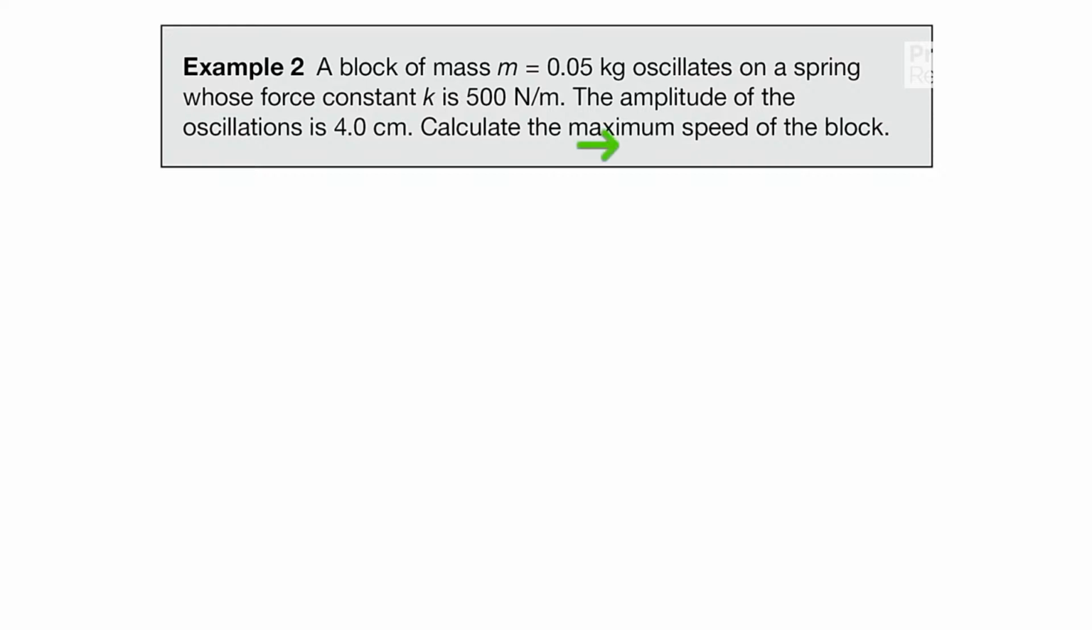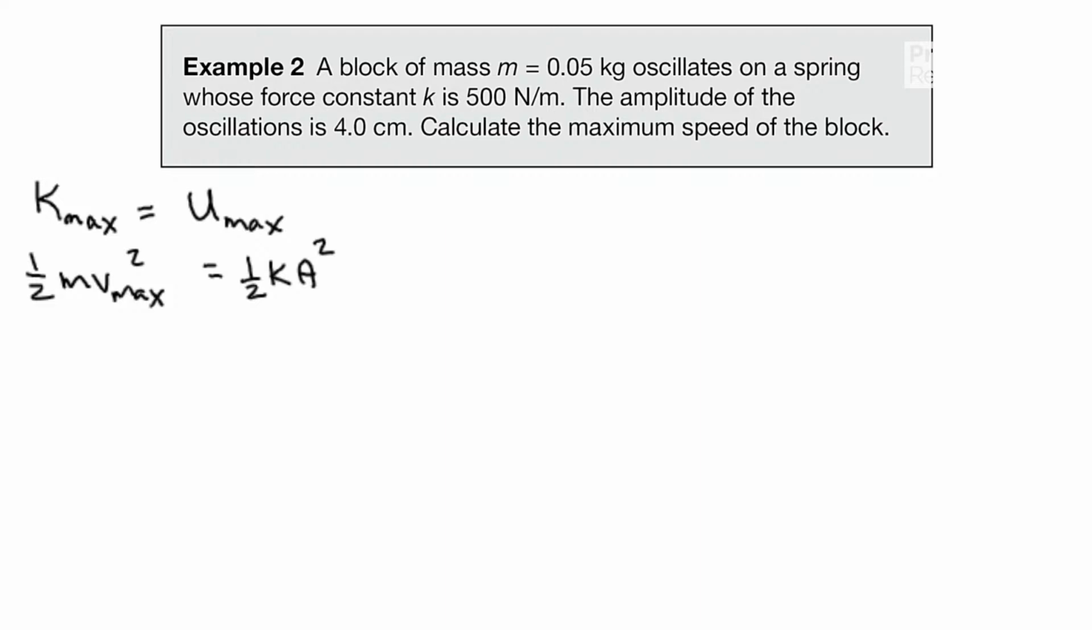And when they bring up maximum speed, this makes me think of max kinetic energy, which, as I just noted, is the same amount of energy as that max potential energy. So let's explore where this leads. Here we can say 1/2 m v max squared is equal to 1/2 k times the max displacement, so that'd be the amplitude squared. Can multiply both sides by 2 to get rid of the halves. And to get v max alone, we could divide both sides by the mass and then take a square root on both sides.